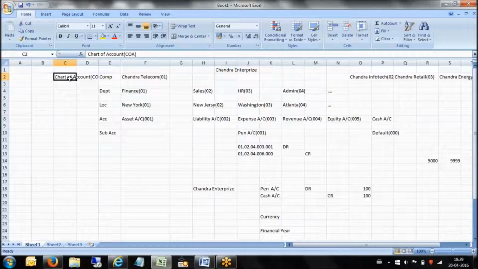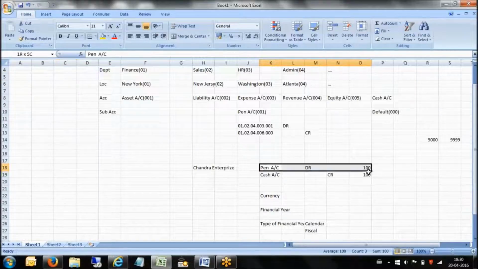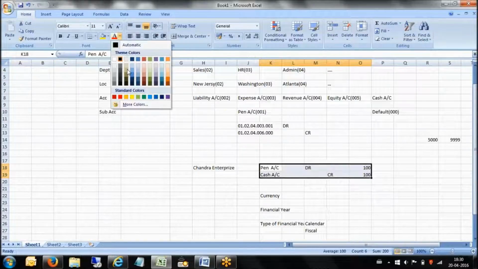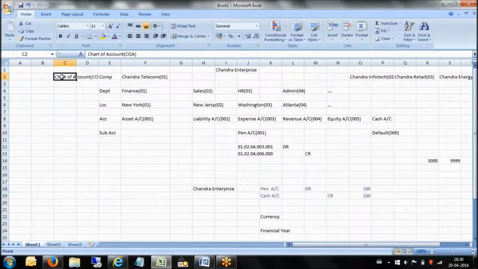Now if someone asks you what is chart of account, you don't have any confusion in mind about what chart of account is. And even if I ask you what is chart of account, you don't have any question because it is already explained here. This is the requirement. This is the feature given.